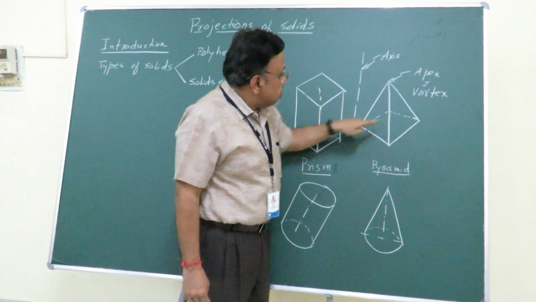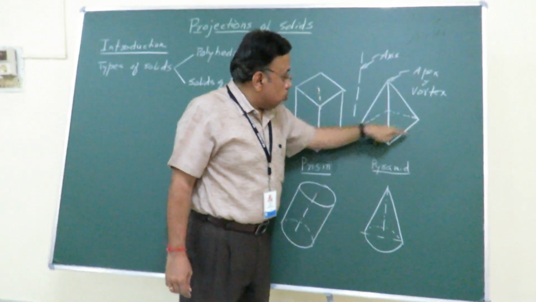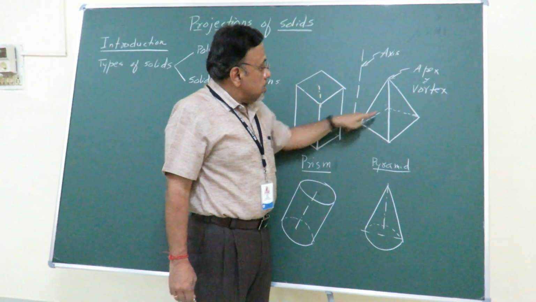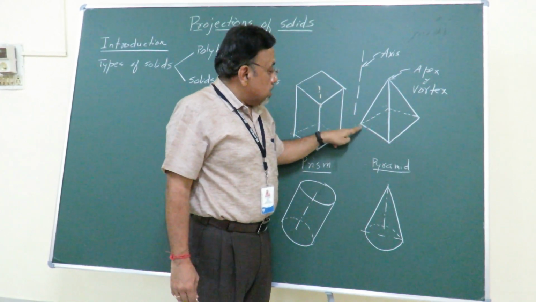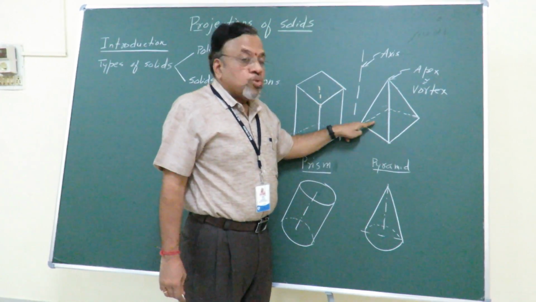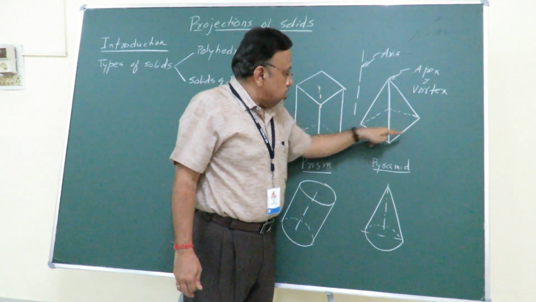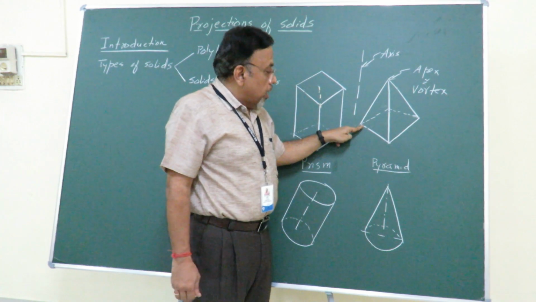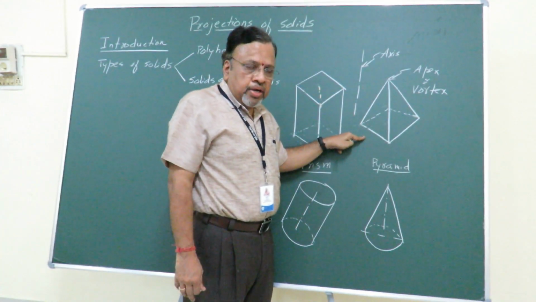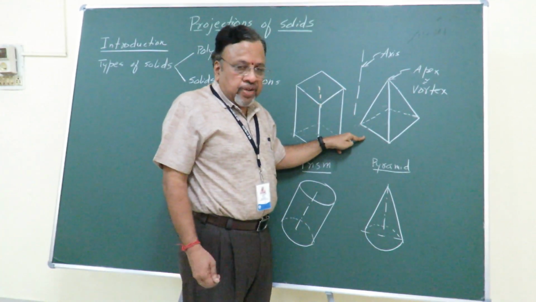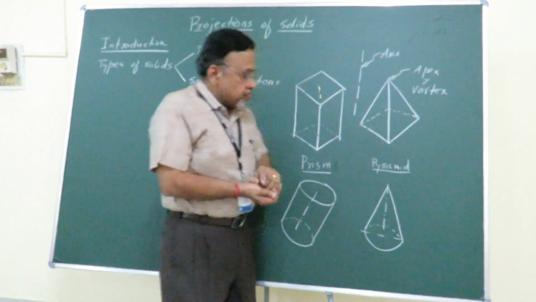And as you can see in this figure, I have considered this base to be a square. Since I consider this base to be a square, we consider this type of pyramid as a square pyramid. So depending upon the shape of the base, we can have a square pyramid, a triangular pyramid, a pentagonal pyramid, as well as a hexagonal pyramid.